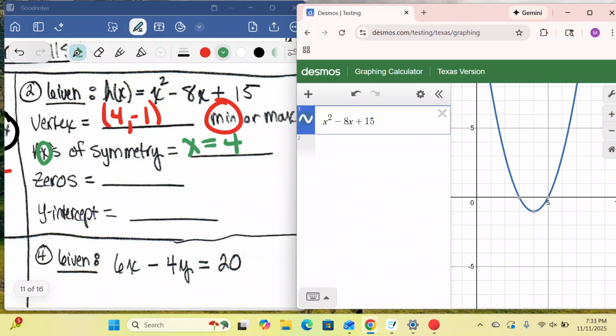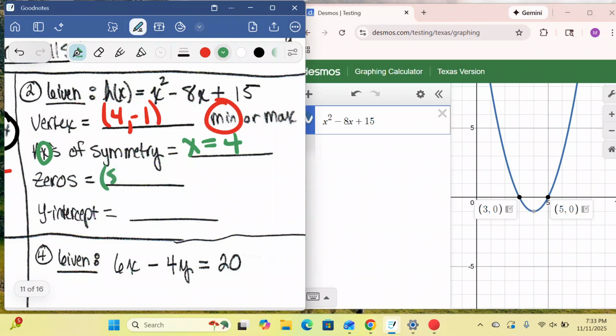Now I'm going to take away my vertex and I'm going to find my x-intercepts. So my x-intercepts, I do have 2. I have 5, 0 and 3, 0. So those are my 2 zeros, 5, 0 and 3, 0. And those are my x-intercepts, so I can also say my zeros are 5 and 3.